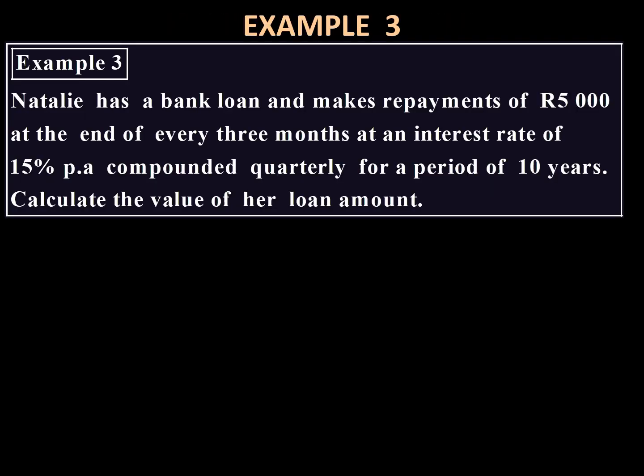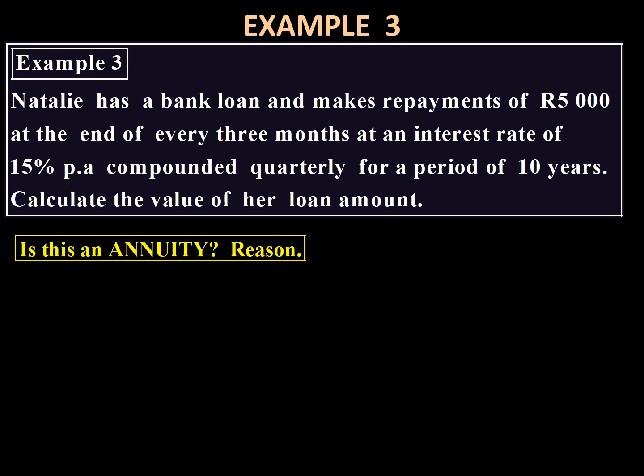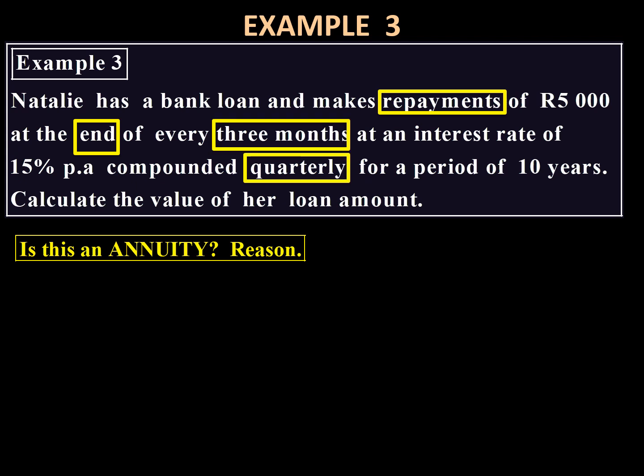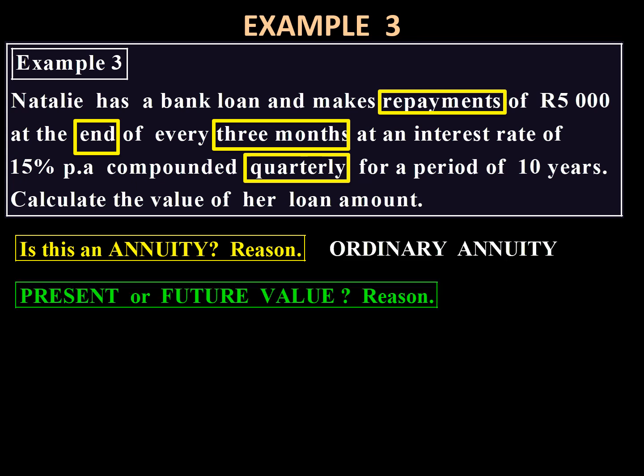Let's look at another example now. Here we have Natalie's bank loan, so we have to read the question. Is this an annuity? And what type of annuity is it, if it is an annuity? Right? You see there's repayments. That gives us a clue it's an annuity. And it's made at the end. Right? In this case, that tells you it's an ordinary annuity. And it's every 3 months, and we notice quarterly means the same as every 3 months, so that matches. So that definitely is an ordinary annuity.